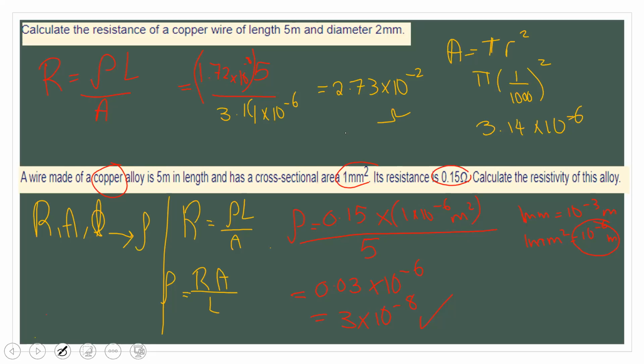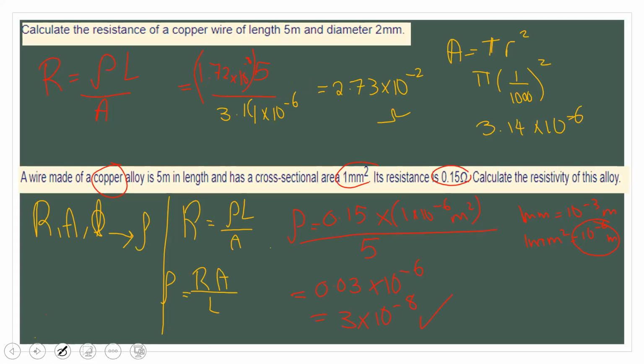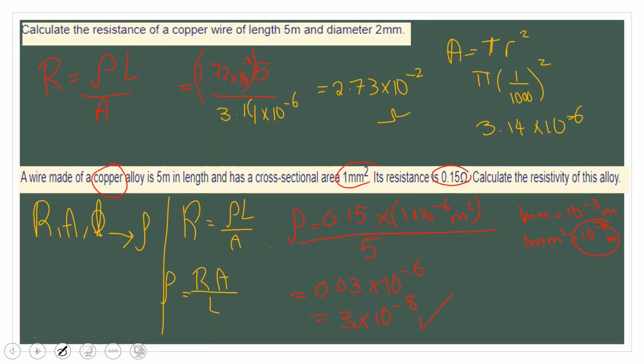Maybe L times A and R times A over L. Here, maybe because the temperature is different. That's right. And I think that it says it has to be the same at 1.72. But since the temperature here is not written, I will not compare it with this table. So here the resistivity is 3 times 10^-8. Here they give me the resistance, the area, and the length, and ask me to find the resistivity.